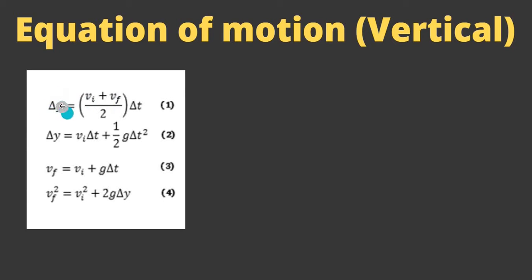So a change in y is just the displacement, and then vi is the initial velocity, vf is the final velocity, and change in t is the change in time. So how long was that motion, right? We've already spoken about g, the gravitational acceleration, and you know its value is 9.8 meters per second squared. I think we've talked about everything here. So it's very important. Look at them and understand how to use them.